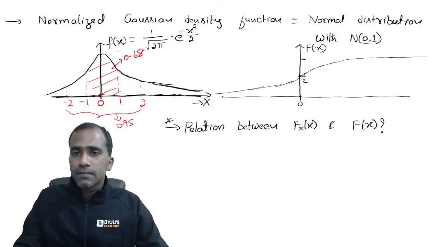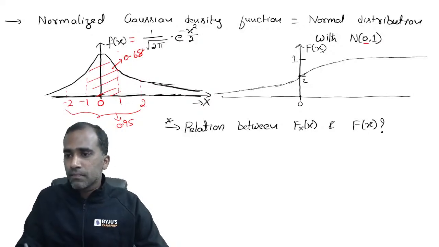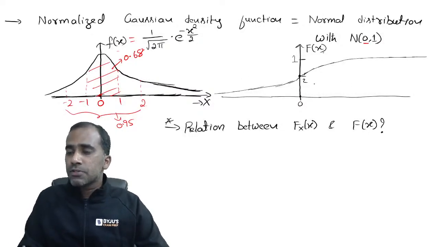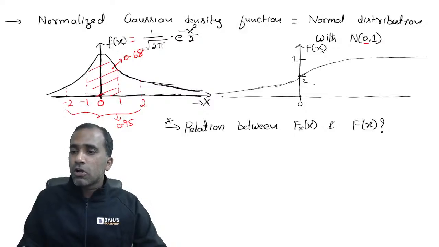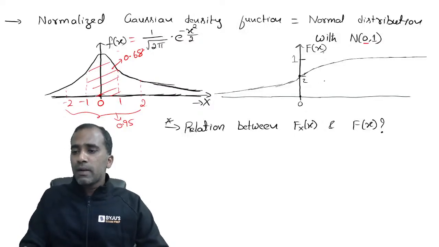The height here is the maximum height possible in any CDF. In any CDF of any random variable, the maximum height possible is 1. And it can never take negative values, because with CDF and PDF we are talking about only probabilities. Probabilities can never be negative.